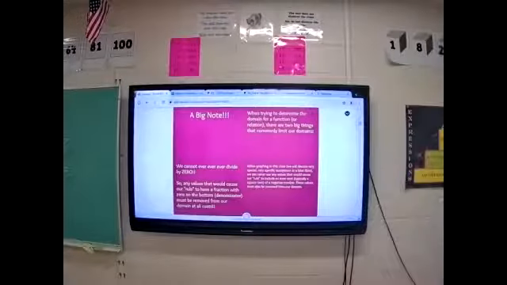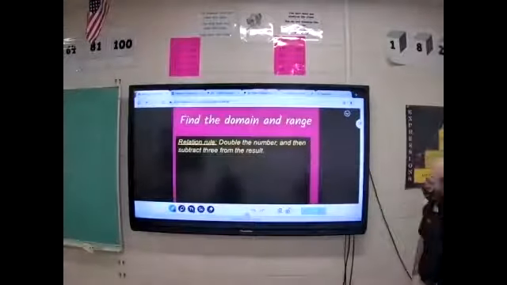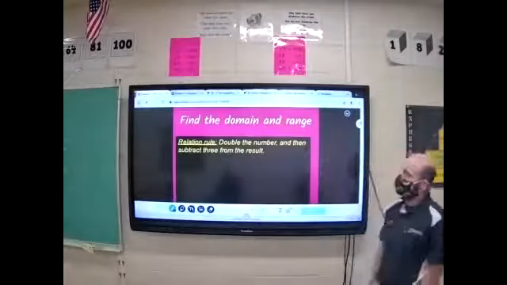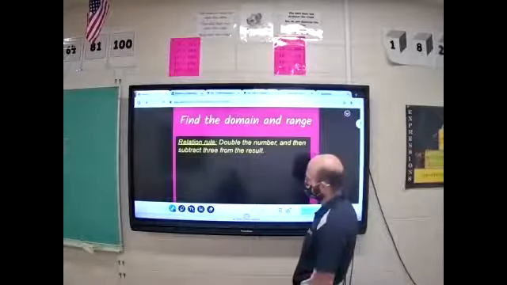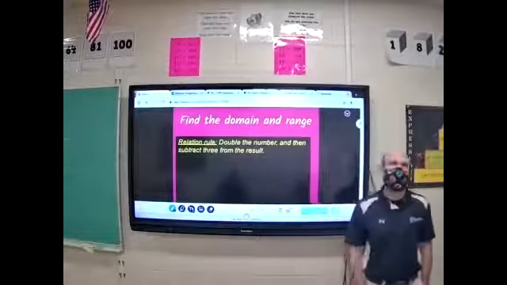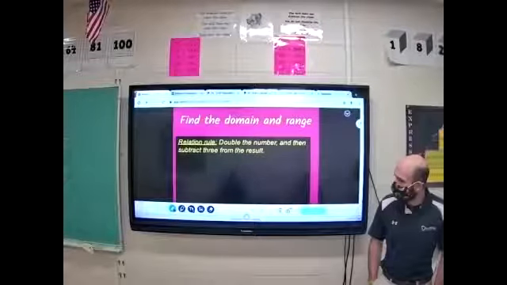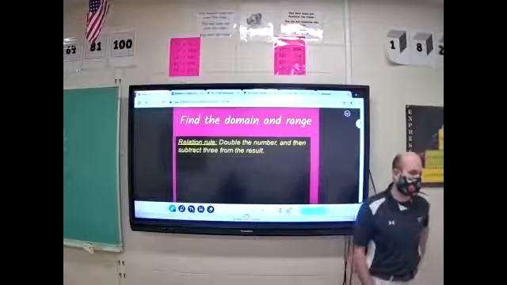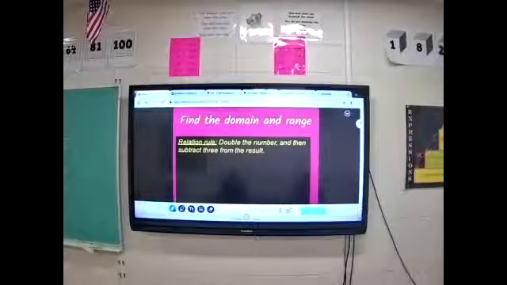We're gonna see some things here. So if I'm saying this is my relation rule, it's double the number and then subtract 3 from the result. Find the domain and range. By the way, there's not a big trick on the range, you just kind of see what you have, and a lot of times you'll graph it first and see what you have.